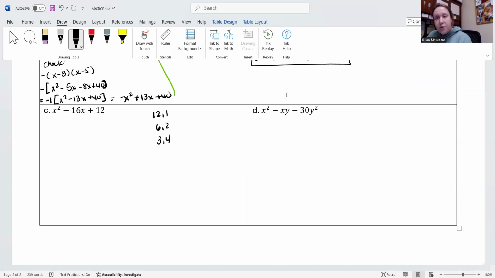However, all three of these pairs of factors are going to have a positive sum, but we need a negative sum. So we can just ignore those. Those aren't even going to work, okay? There's no way to add two positive factors and get a negative sum. It just won't work. So let's look at their negative counterparts.